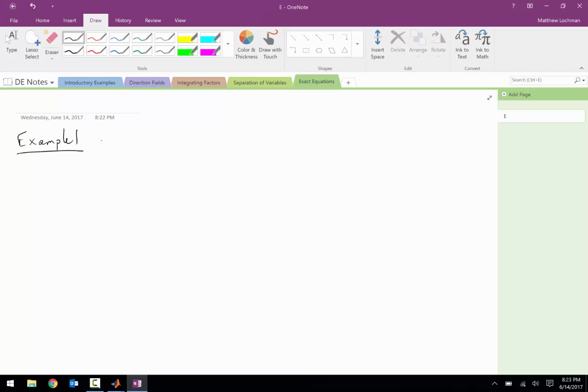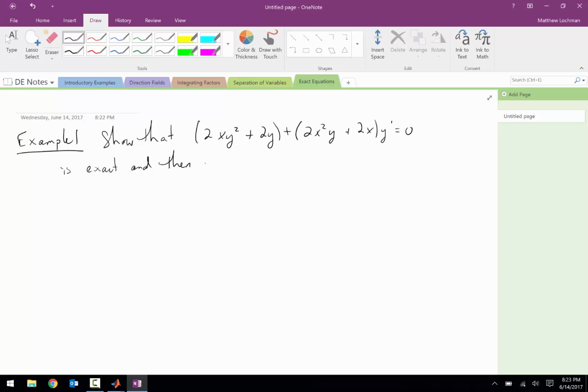Example 1, we're going to show that the equation 2xy squared plus 2y plus 2x squared y plus 2xy prime equals 0 is exact, and then find the general solution.